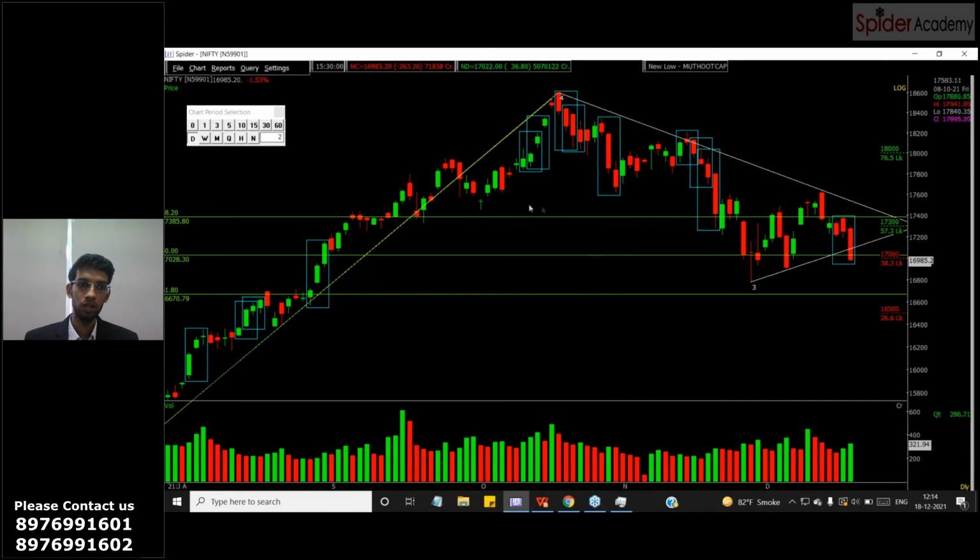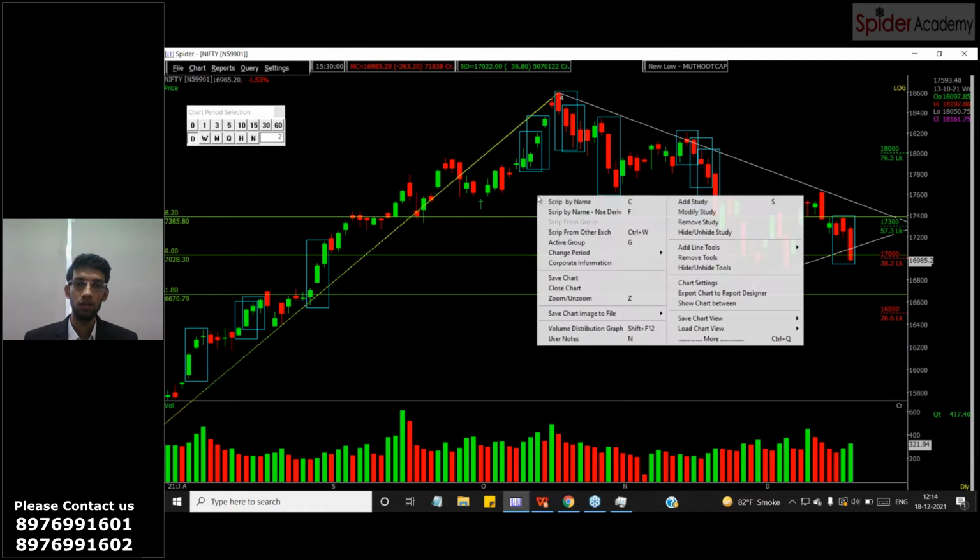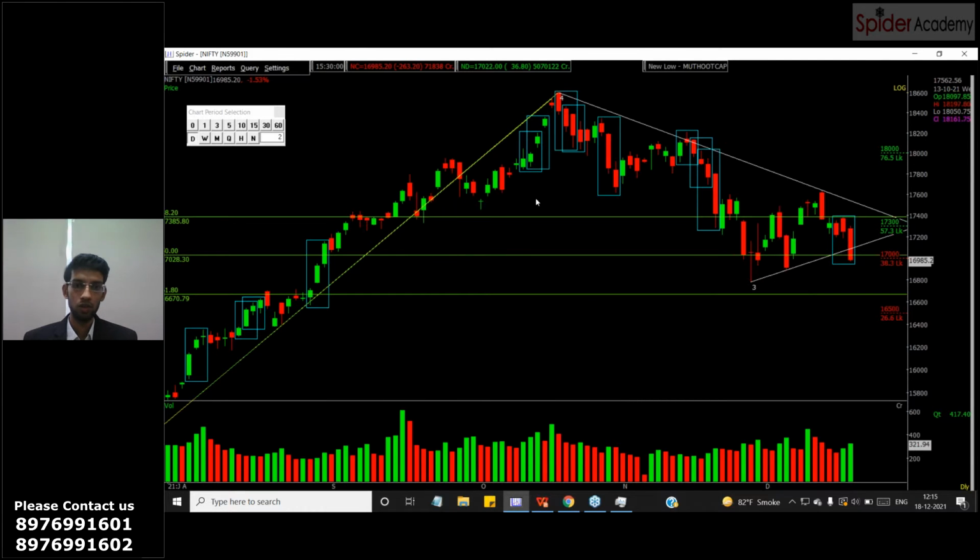Okay, so this is one option, by pressing Ctrl C. Suppose I remove this; if you want to remove it, you have to press Ctrl C again and it will be removed. So this is a toggle key that you can use to enable this candlestick pattern.